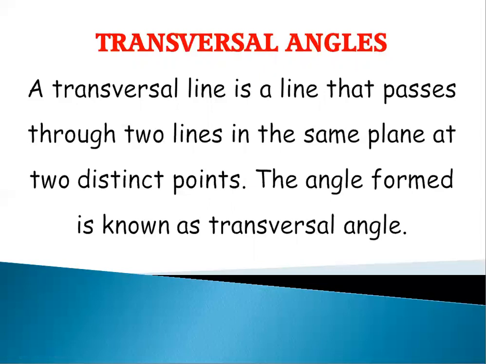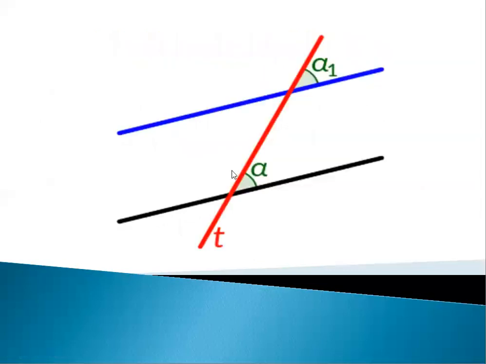Now look at this diagram. You have two lines. These are two parallel lines, isn't it? So this red line that is coming across the two lines is known as a transversal line. And these angles formed, this A and A1, they are known as the transversal angles. They are the angles formed from a transversal line. So these are transversal angles.